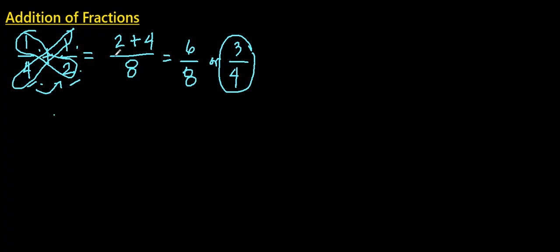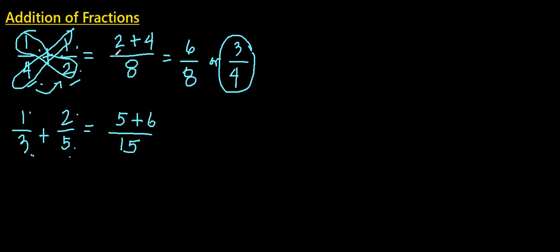Another example, let's have 1/3 plus 2/5. So first, we have to multiply the denominators. 3 times 5 is 15. Then cross multiply. 1 times 5 is 5. 3 times 2 is 6. Total is 11 over 15. So this is the final answer.